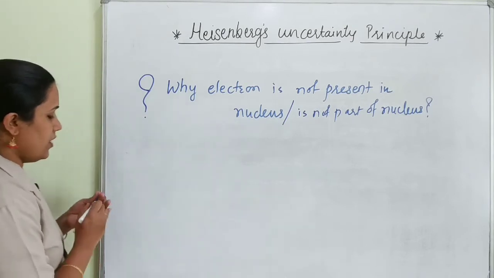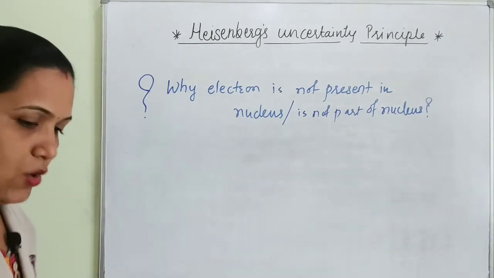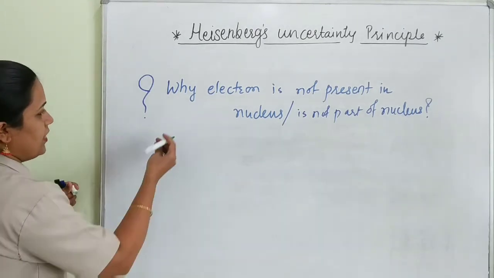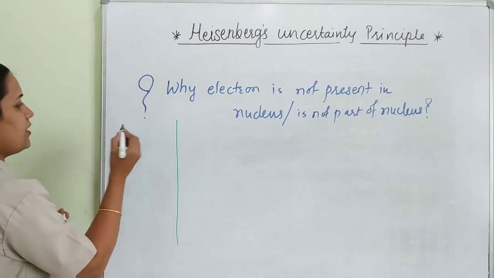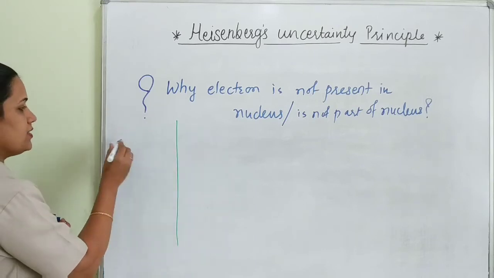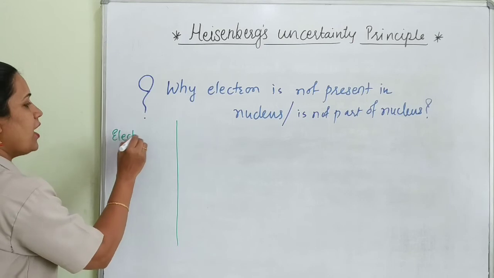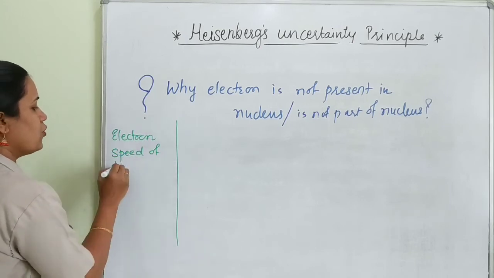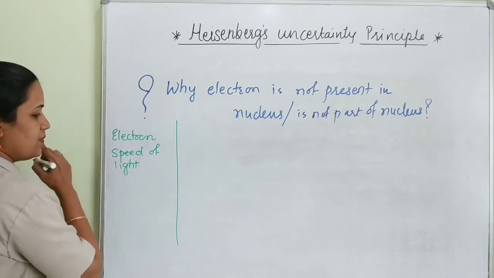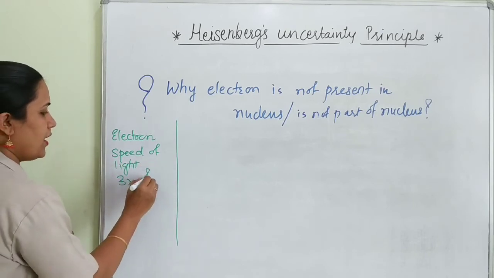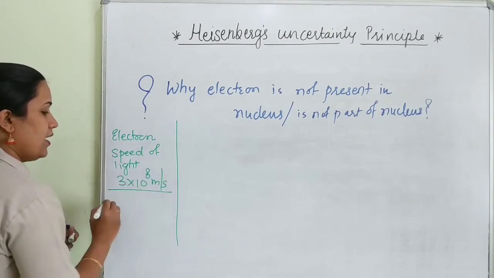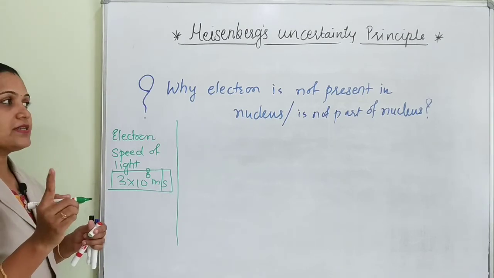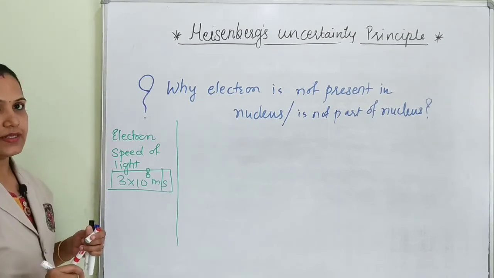Now if electron, here I am writing this. Now if electron wants to be there in the nucleus, then electron should have the speed of light, and speed of light, that is 3 into 10 to the power 8 meter per second. If the speed of the electron is this much, then the electron can do what? It can come inside the nucleus.